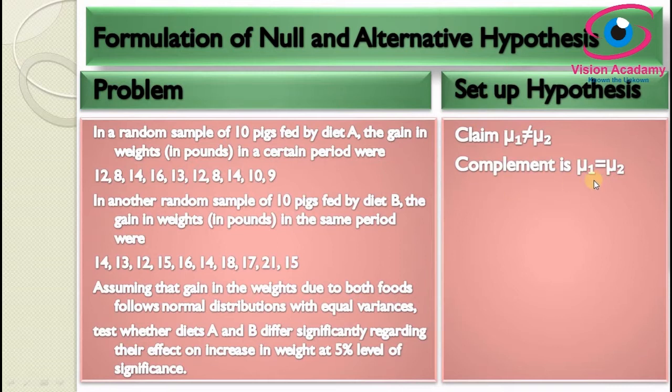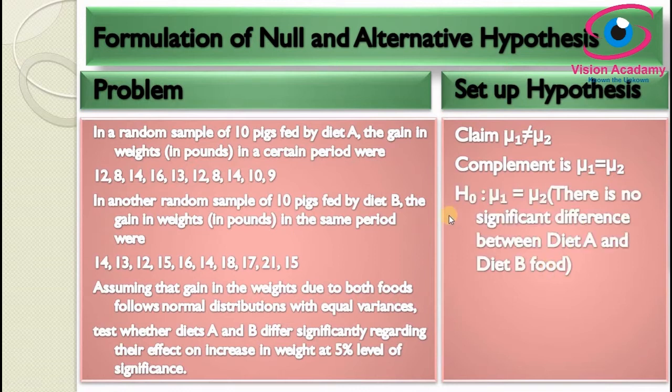So here, since the complement contains the equality sign, we will take the null hypothesis as the complement, that is mu1 equal to mu2. We can state this as: there is no significant difference between diet A and B food, which means diet A and B food do not differ. And our alternative hypothesis would be the claim.